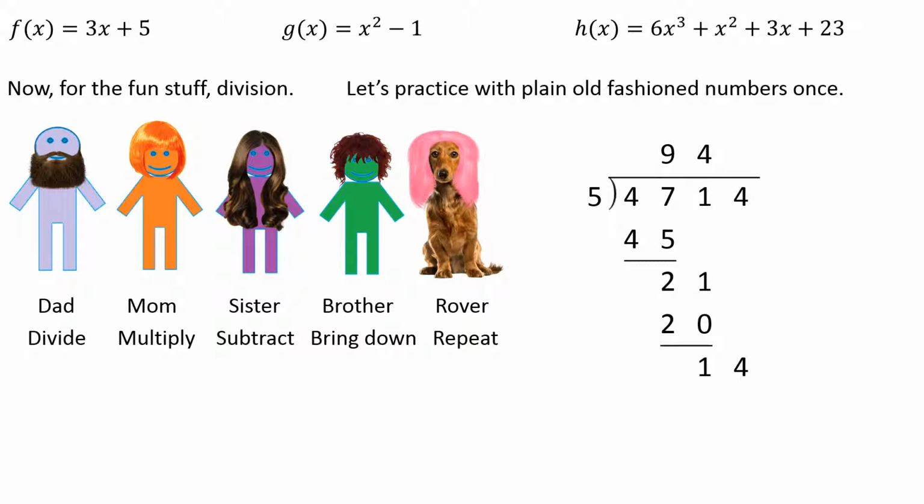Let's repeat. 5 will divide into 14 twice. 5 times 2 is 10. Subtract, I get 4. Bring it down. Oh, there's nothing to bring down. Now, Rover, the family dog, will also remind me, besides repeating, that I also have to think about the remainder. So what's my remainder? Well, it's not 4. It's 4/5, because we're dividing by 5. So I've got a remainder of 4/5. So the answer is actually 942 and 4/5.